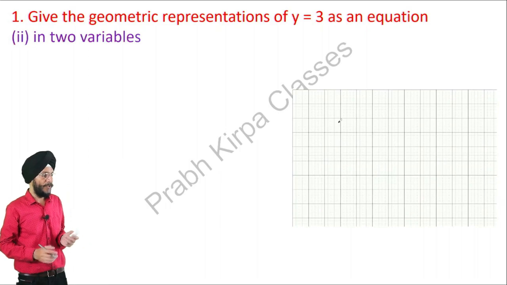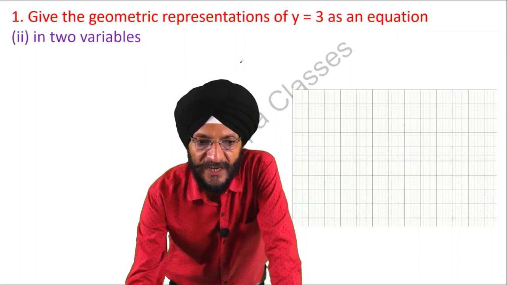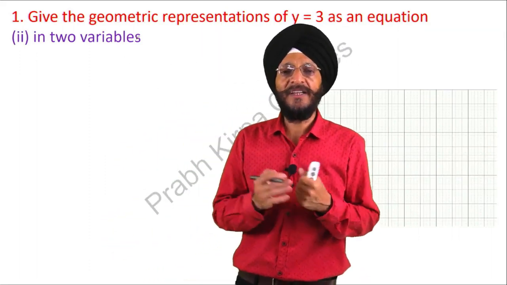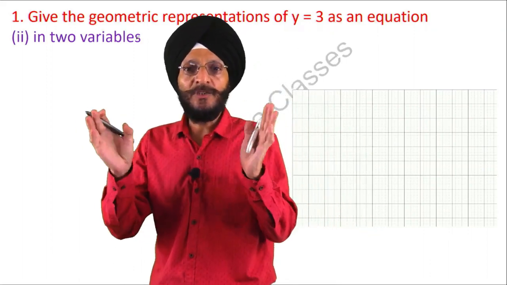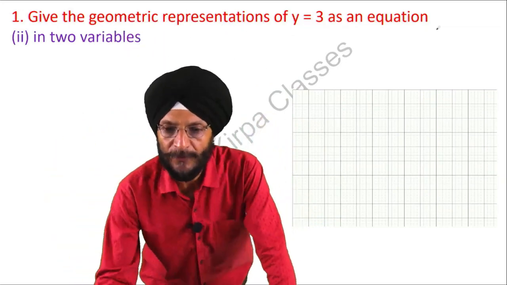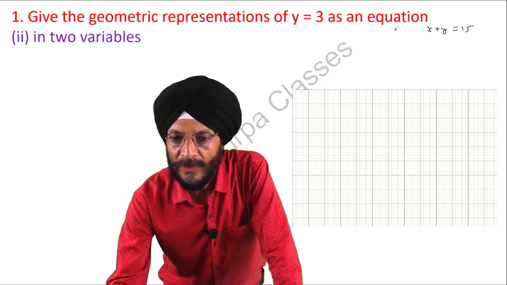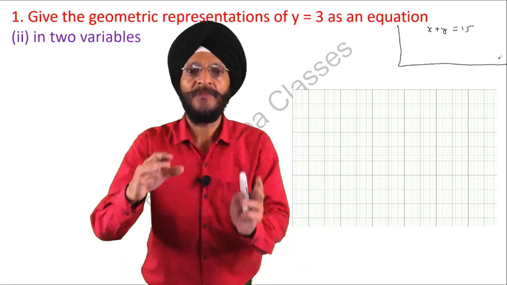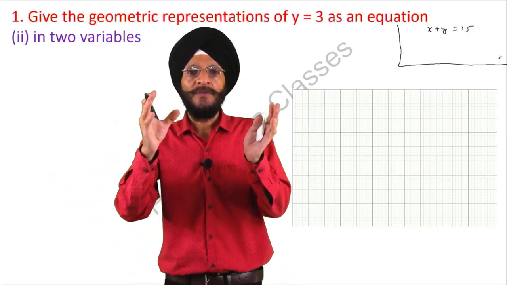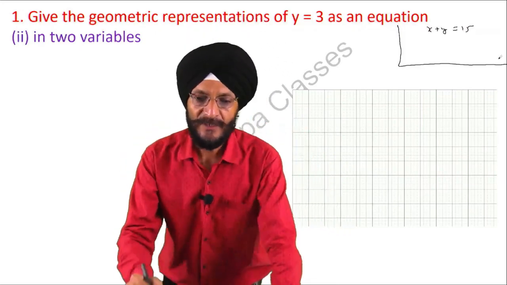Now the next question before us is, give the geometric representation of y is equal to 3 as an equation in two variables. We have already learnt that in the case of two variables, the linear equation may take the shape of x plus y is equal to 15. Here I am only telling you about the formation of linear equation. This is not to be written in the exam.